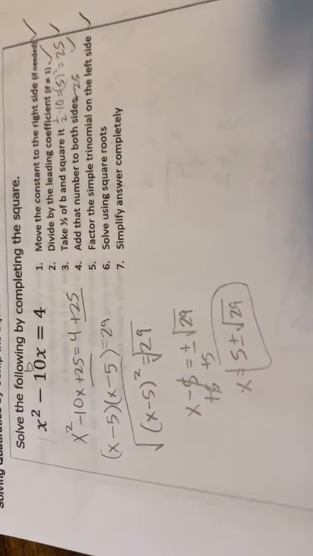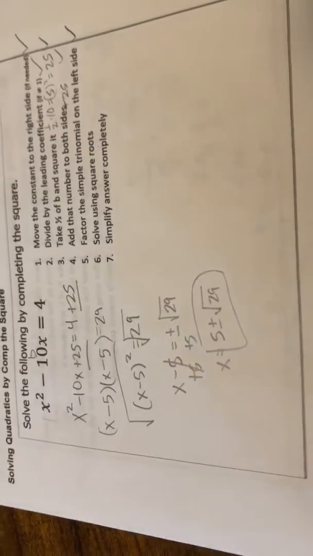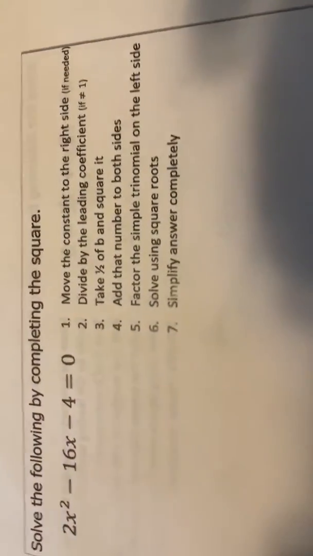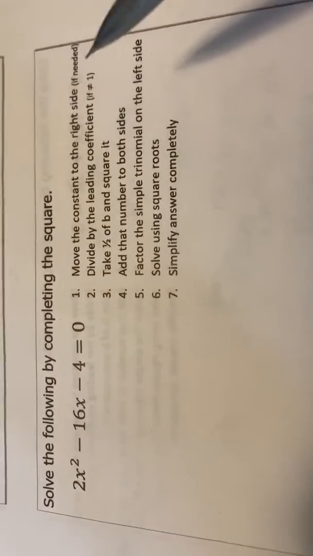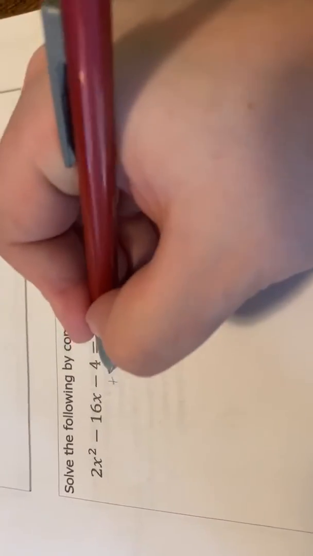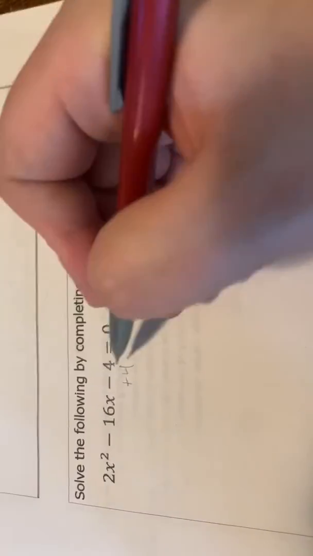All right, 2 more problems, mainly just because this is the first time we'll actually have to do step 2, which, good news, is not a big step. So move the constant to the other side, that's the 4, so I'm going to add 4 to both sides.